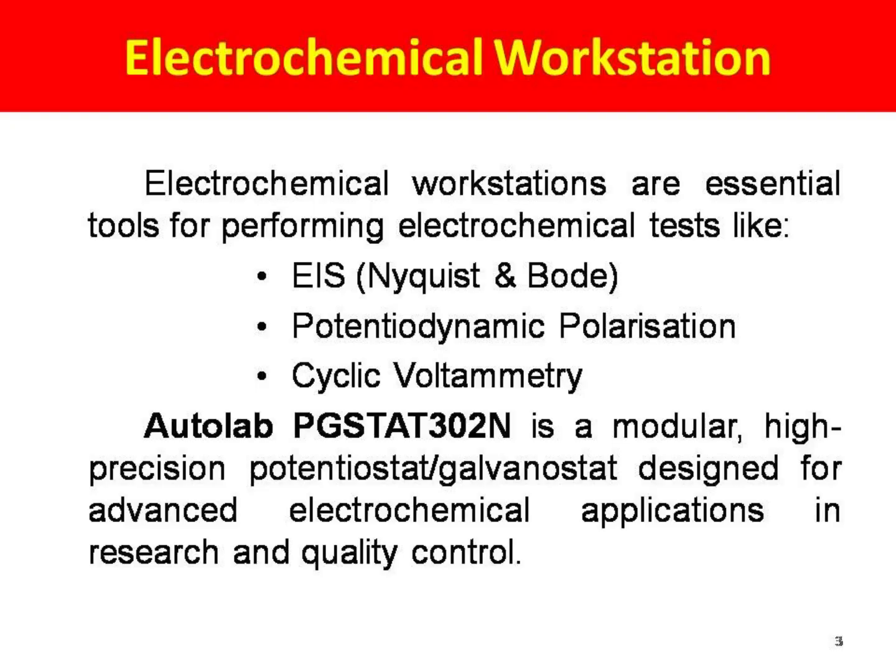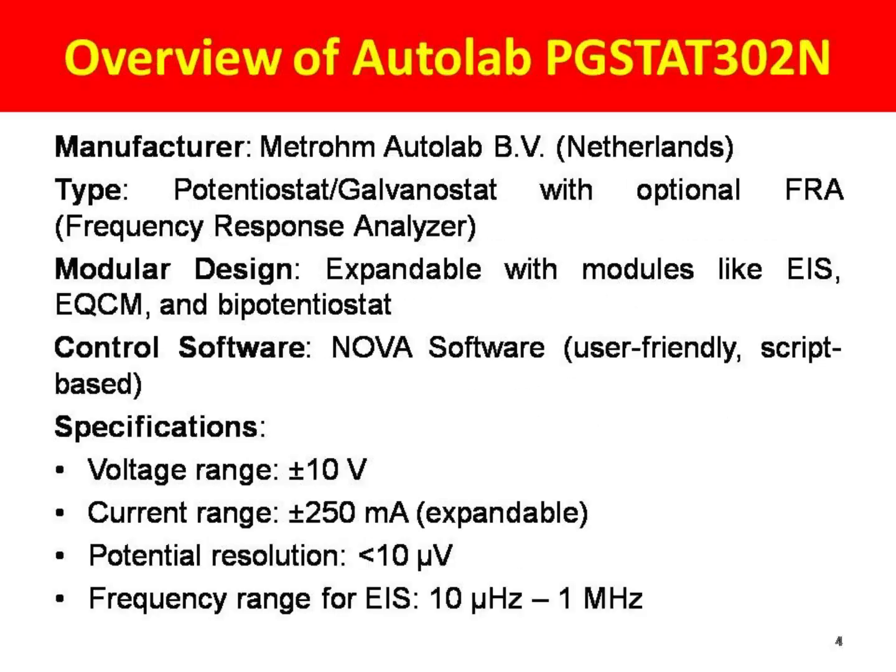So, in order to perform electrochemical impedance spectroscopy and potentiodynamic polarization studies, Autolab PGSTAT 302N is used. Autolab PGSTAT 302N is a modular, high precision potentiostat galvanostat designed for advanced electrochemical applications in research and quality control.